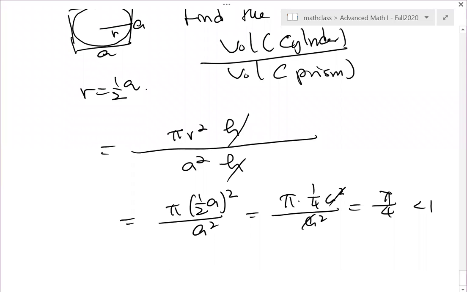Great, let's stop here. And next class, we're going to spend more time on cylinders and even spheres, and prisms, for example, prism and pyramid, cone.